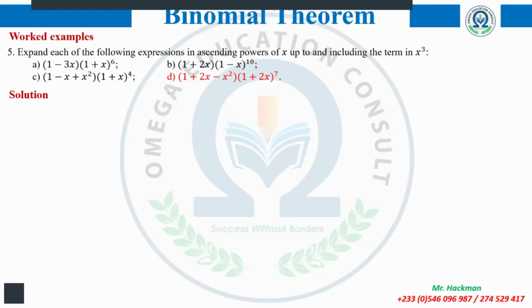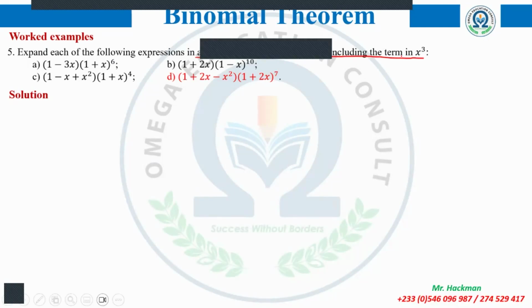Okay, so welcome back from the water break. Now let's look at questions of this nature, which I think is the first time we are solving questions as such. So let's look at question 5. Expand each of the following expressions in ascending powers. So you underline ascending powers of which variable? The variable x. In this case, there is only one variable. Up to and including the term in x cubed. Take notes.